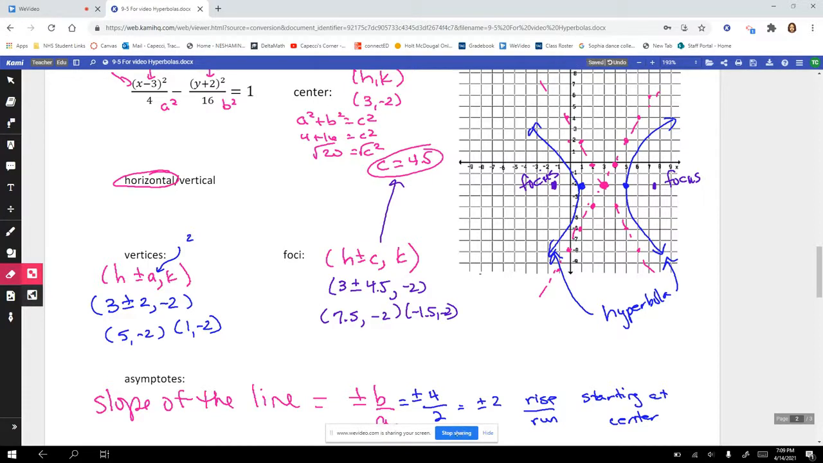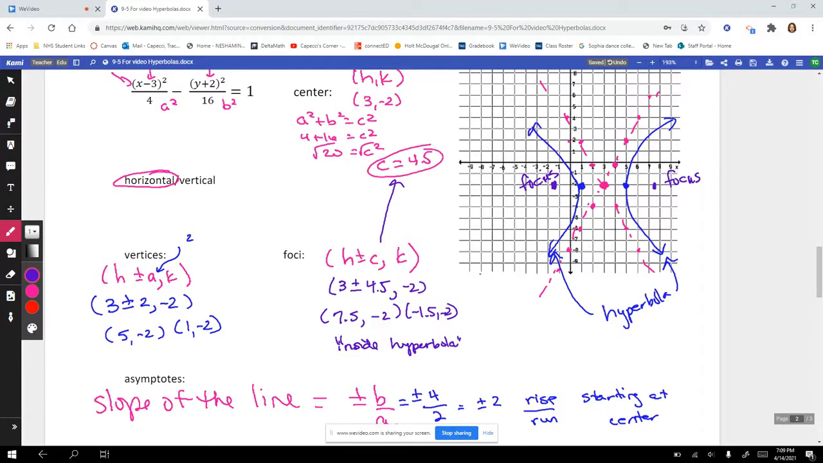Okay, so from here, again, the focus is going to be inside the hyperbola. Okay, we know it's inside the hyperbola. So that helps us to make sure we have the shape okay.